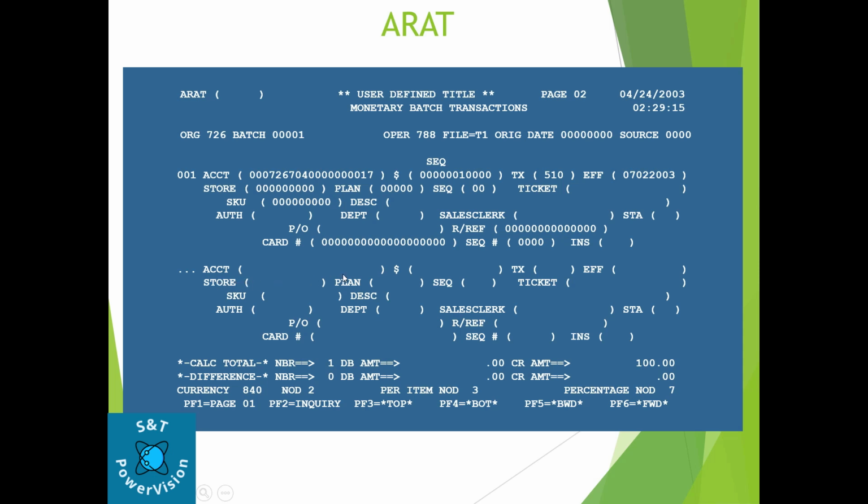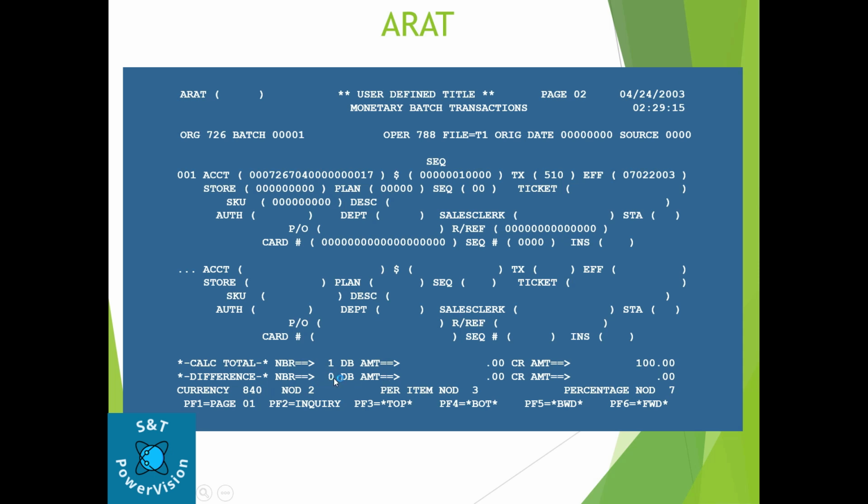Same here: account, amount, transaction code, effective date, store number, plan number, and description if required. After that, we follow the same until we post all the transactions. Once we give input to all the transactions, we can see the difference here. Suppose the total number is 10, we can see the debit amount and credit amount, and we can also see the difference here.